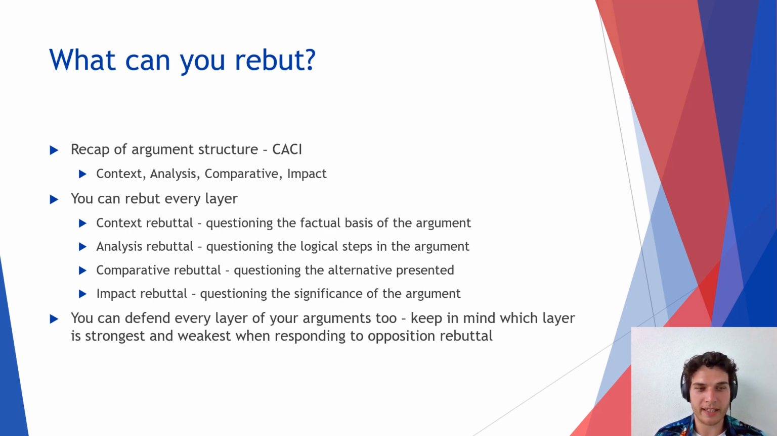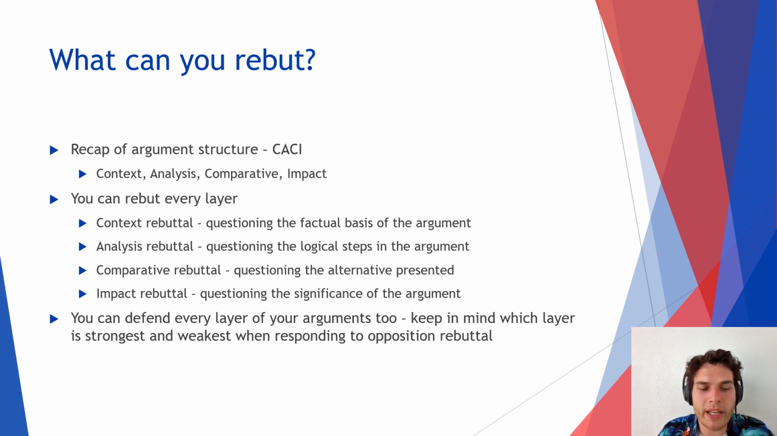So, the next thing to discuss. What can you actually rebut? Because we've had quite an abstract discussion so far of this thing called rebuttal. Well, it's important to go back to how we think you should structure an argument in the first place. And that's why we have our summary, acronym CACI, to encapsulate this. So the four areas are context, analysis, comparative, and impact. That's a guide to making an argument itself. And you can rebut any layer of that guide.